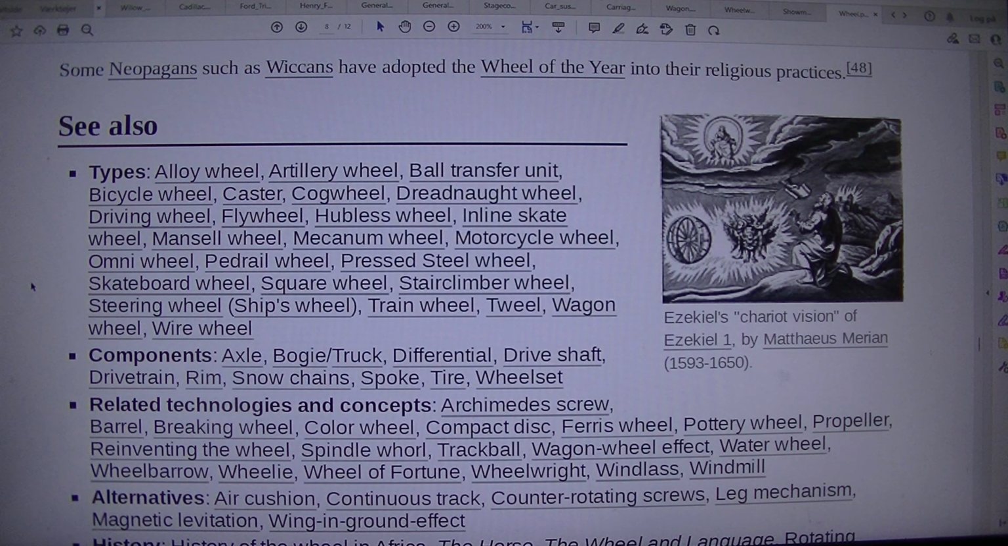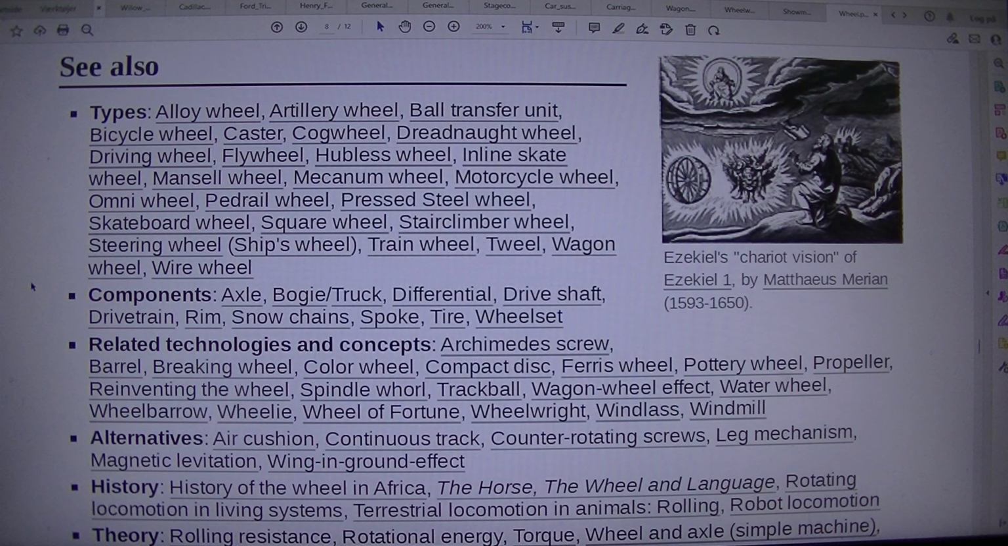1593–1650. See also. Types: alloy wheel, artillery wheel, ball transfer unit, bicycle wheel, caster, cogwheel, dreadnought wheel, driving wheel, flywheel, hubless wheel, inline skate wheel, Mansell wheel, mechanism wheel, motorcycle wheel, omni wheel, pedrail wheel, pressed steel wheel, skateboard wheel, square wheel, stair climber wheel, steering wheel, ship's wheel, train wheel, tweel, wagon wheel, wire wheel.